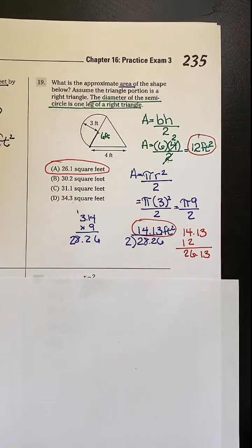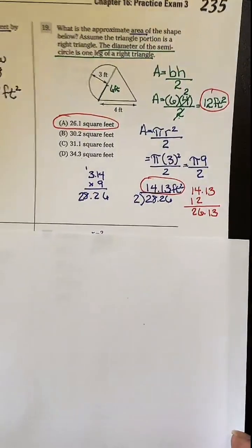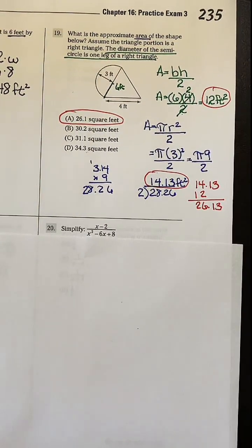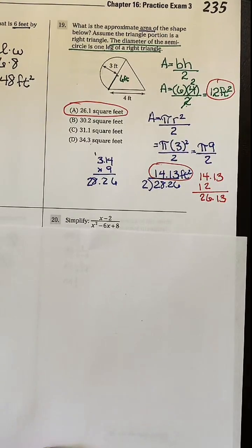3.14 is the short version, or the summarization, of pi.